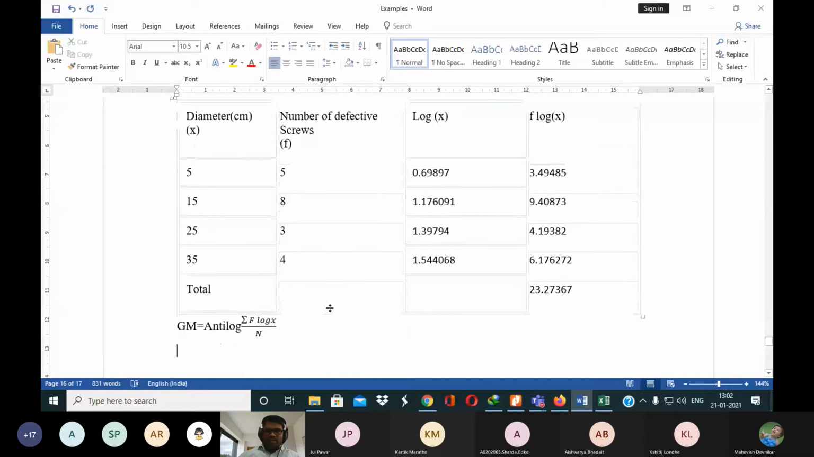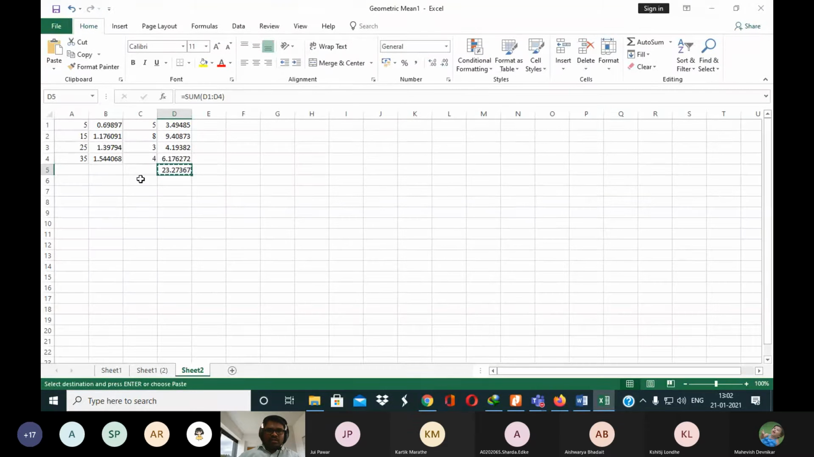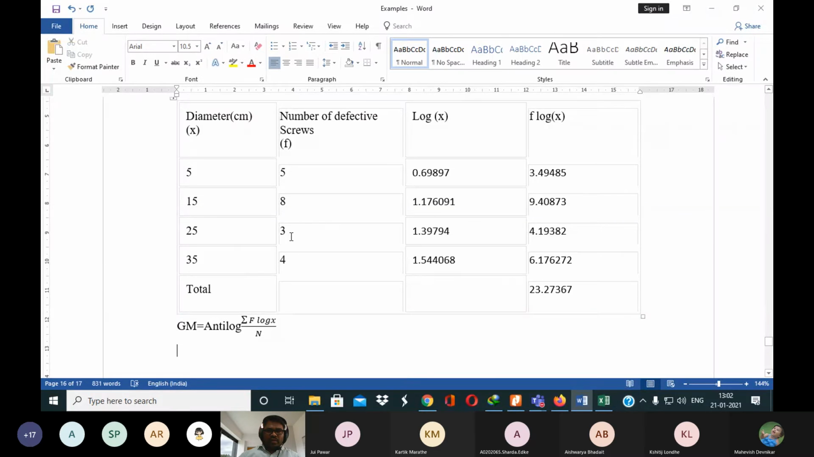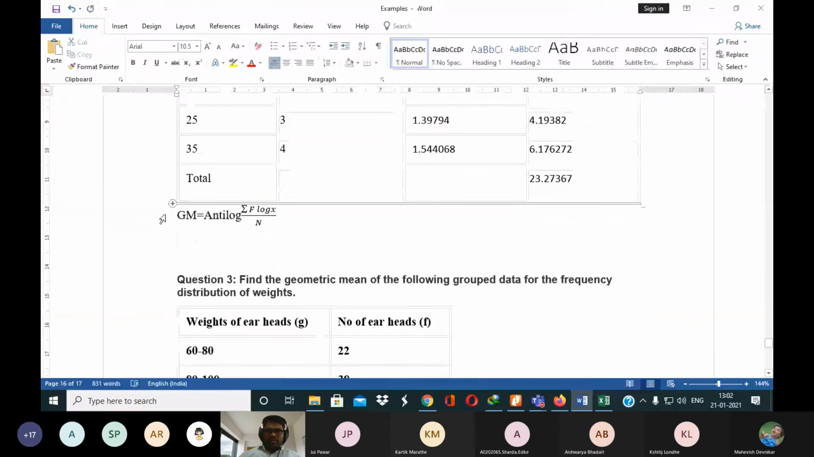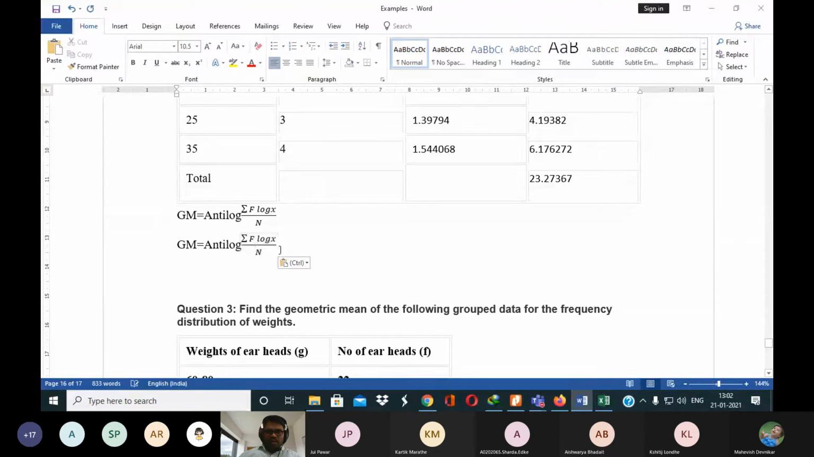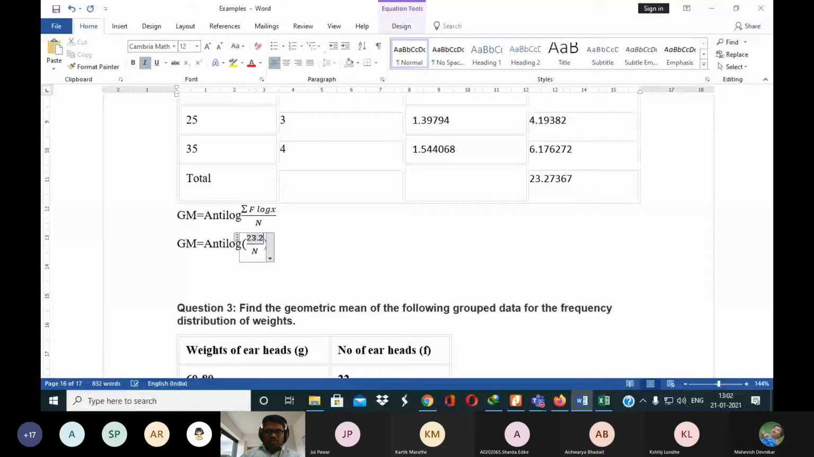We need to find out the total number of items. This is your frequency: 5834. Total number of items are how much? 20. Okay, so you can put this value into the formula. So here you can write like this. Summation of f log of x is how much? 23.27, and the total number of items are 20. Now we can solve this.